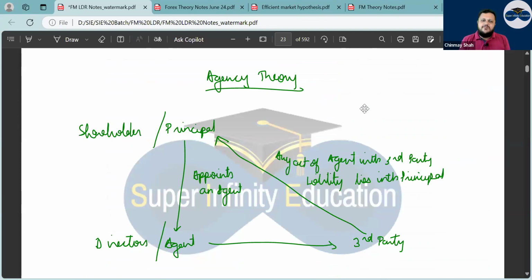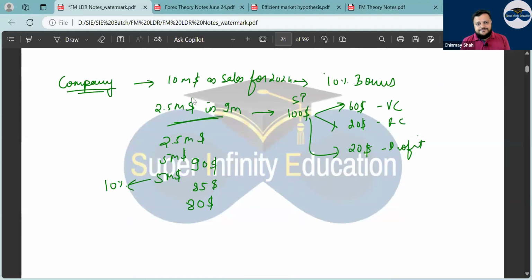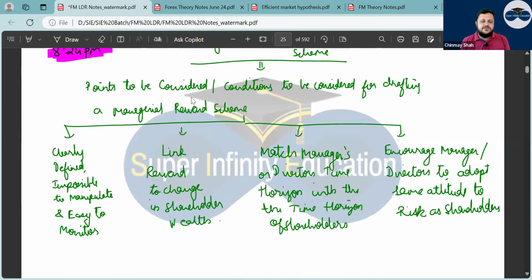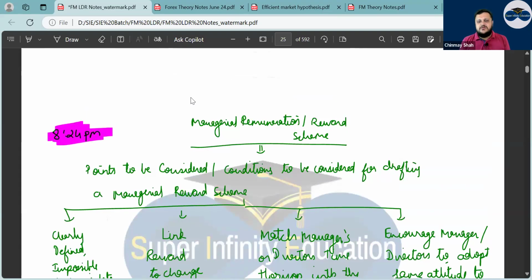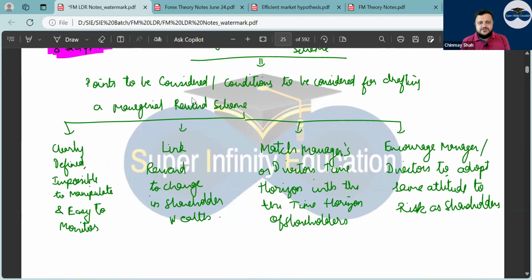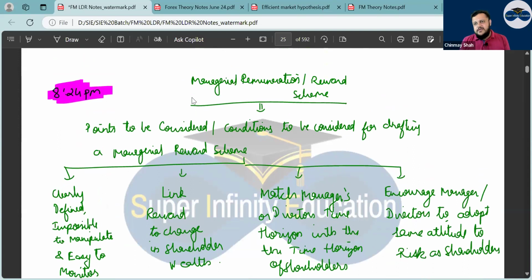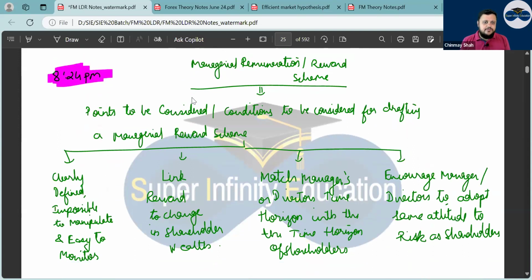Agency theory is a bit important. It is a principal-agent theory, where a principal appoints an agent who deals with a third party on behalf of the principal. Any act of the agent will be binding on the principal. Then there is something called managerial remuneration or reward scheme. The points to be considered while drafting a managerial remuneration scheme are that it should be clearly defined, impossible to manipulate, and easy to monitor.